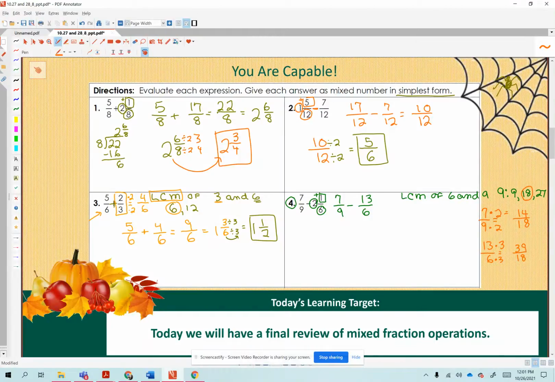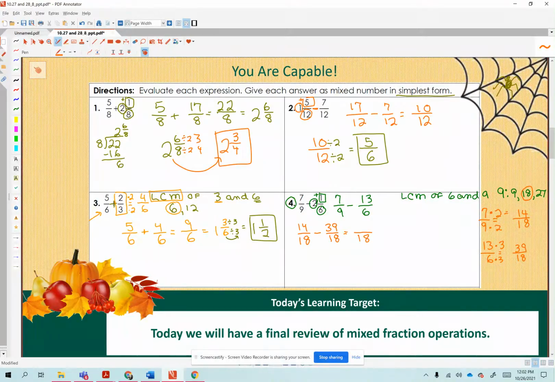Now I can go ahead and rewrite this problem as 14 over 18 minus 39 over 18. And I can go ahead and subtract. The first thing is that I have that common denominator. When we subtract, we keep the denominators.